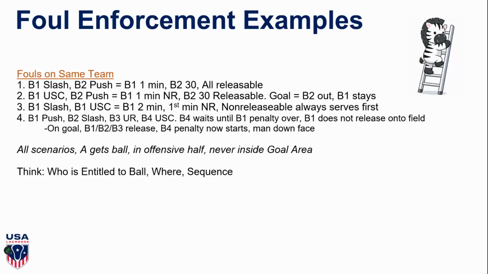Let's say in that scenario, there's a goal right away, 5 seconds in. It's 6-on-3. They score a goal. B1, B2, B3, you're out of the box. B4 starts new, man down face, 6-on-5. Everything's releasable, gets released. Hold on. Go ahead. Your B3 was non-releasable. Oh, I'm sorry, unnecessary roughness. Yeah, it was releasable. You're right.